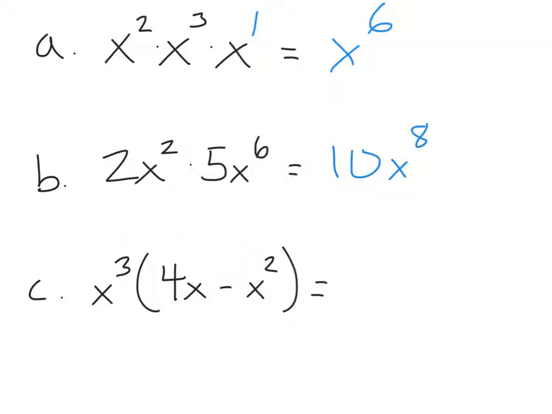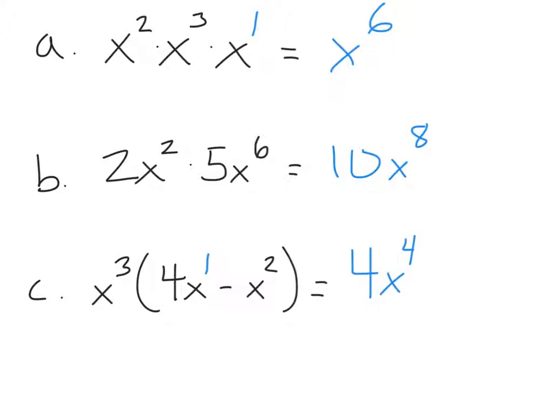Lastly here, we have a minus, so we're going to have to start by distributing the x to the third to each piece. So when you take the x to the third, you multiply it by the 4x. First of all, this 4 is just along for the ride, so we're going to have a 4. When you multiply the x's, x to the third times x, don't forget there's an invisible 1 there. We're adding the powers, right? 3 plus 1 gives us x to the 4th.